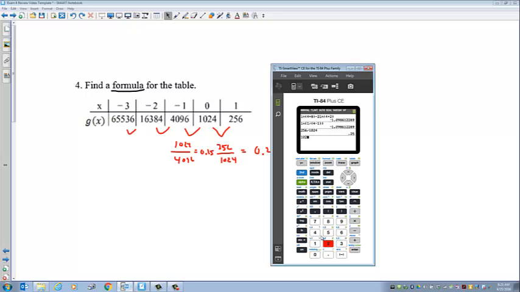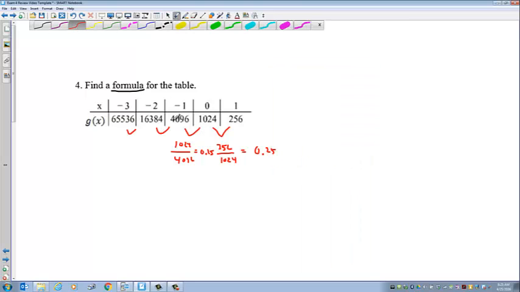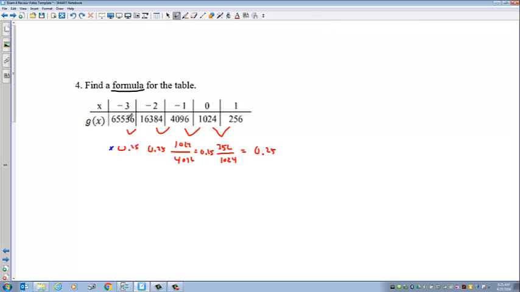So 1024. And after that, you're pretty much guaranteed, the way the problems are constructed, that that's what's going to happen each time. Oh, 0.25. And so I would guess if you take 4096 divided by 16,384, you also get out 0.25. So each time, to go from this number to that number, you're going to multiply by 0.25. To go from 16,384 to 4096, times 0.25, and so on.